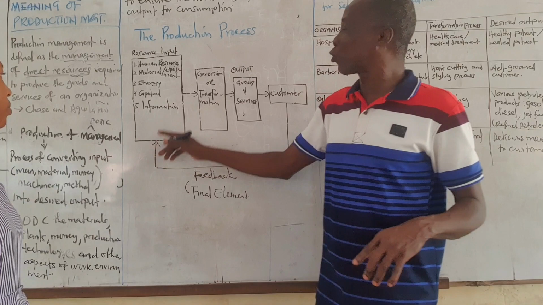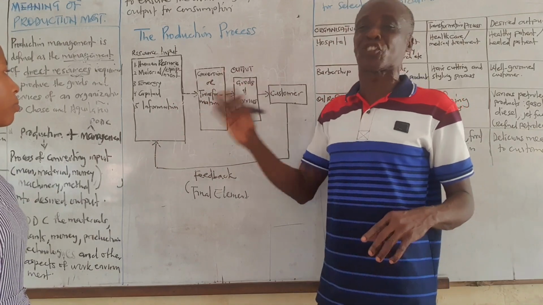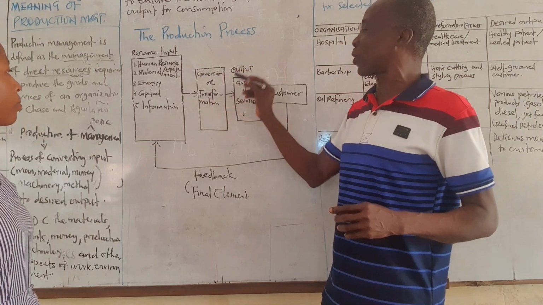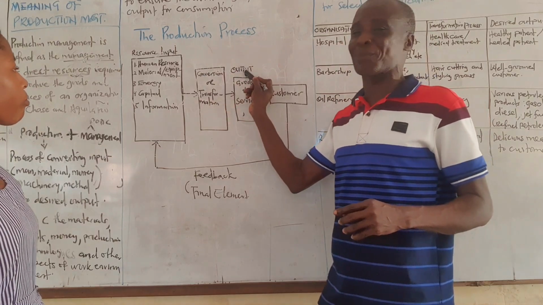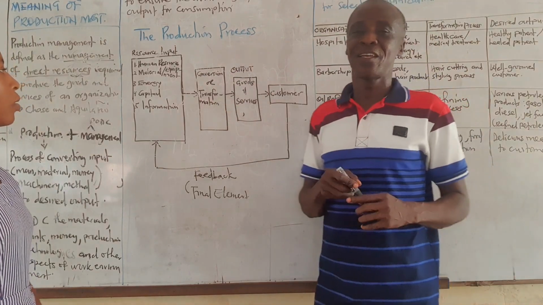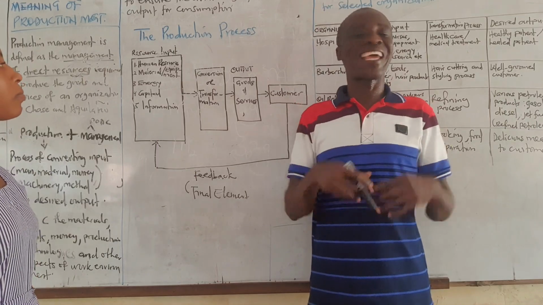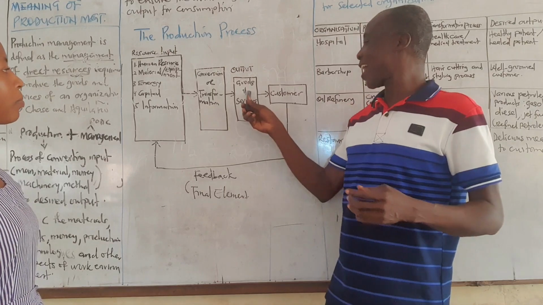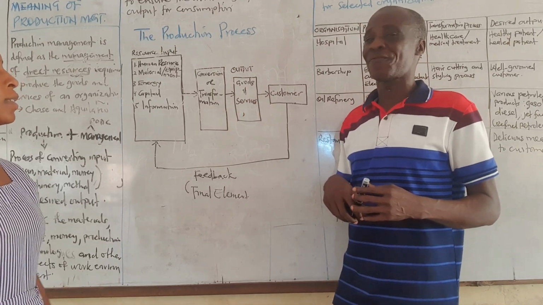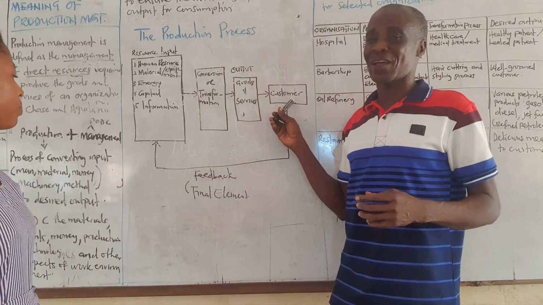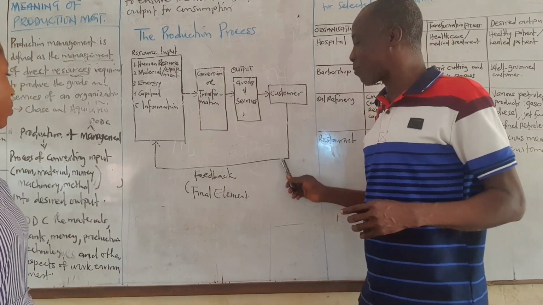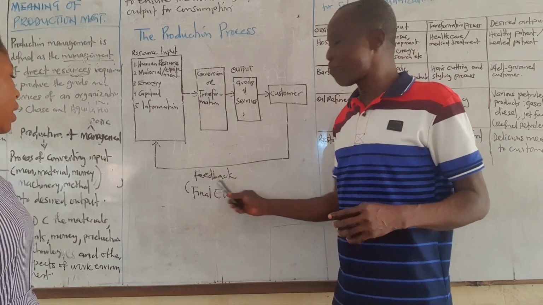Then the input will go through a transformation process. When it goes through the transformation process, then the output comes out. What is the output here? Goods and services. So the goods and then the services or commodities, that will be the output. Then the output will move to the customer. Then when the customer gets the product, the customer will give you feedback.